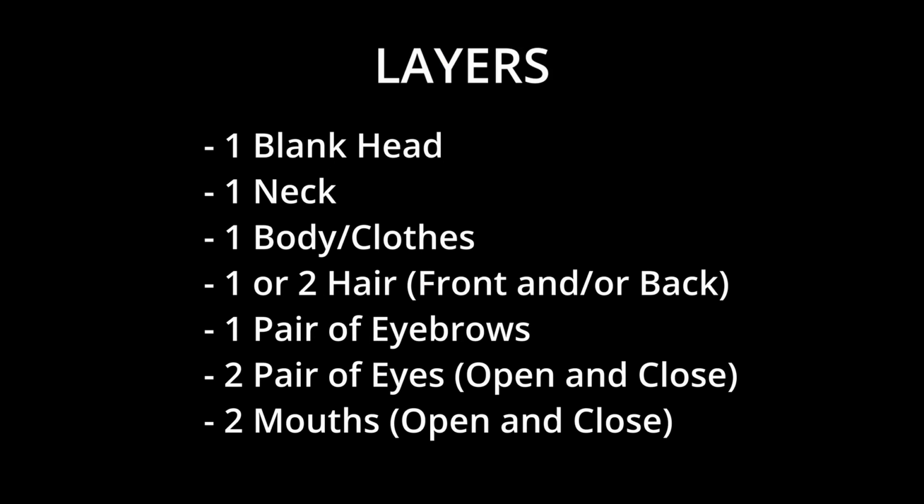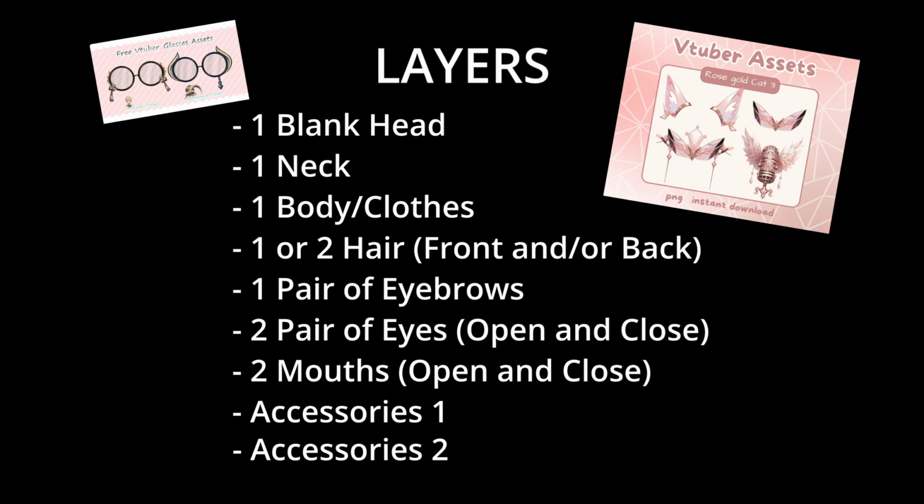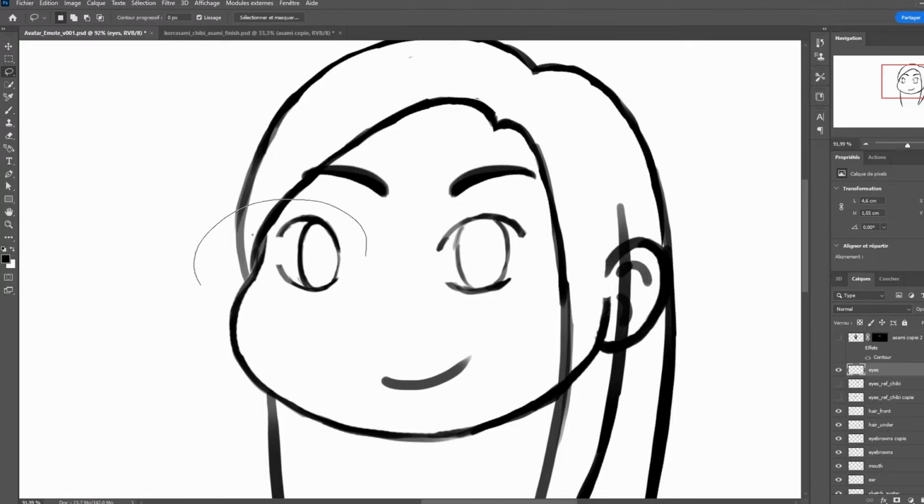Now you have the list of everything you need to draw on every layer. So this list is the bare minimum of things you need to do. If you want to add other accessories like earrings or glasses like I will do, they also need to be all in different separated layers. So now I'm gonna show you how I did my avatar.